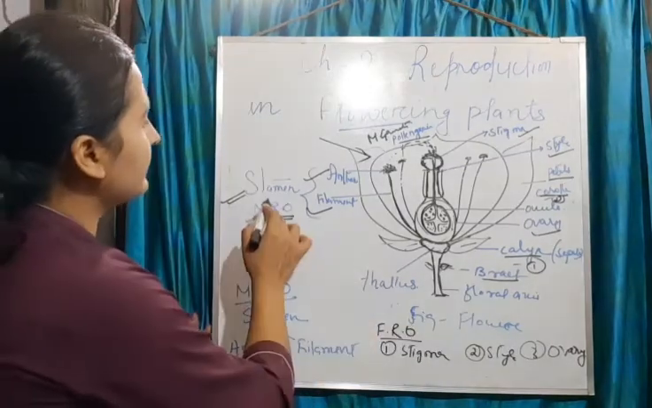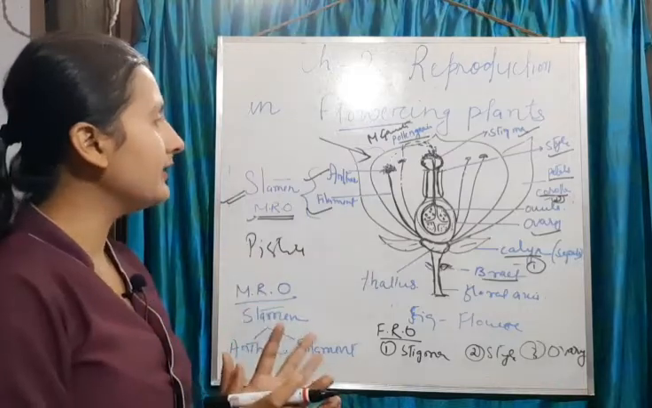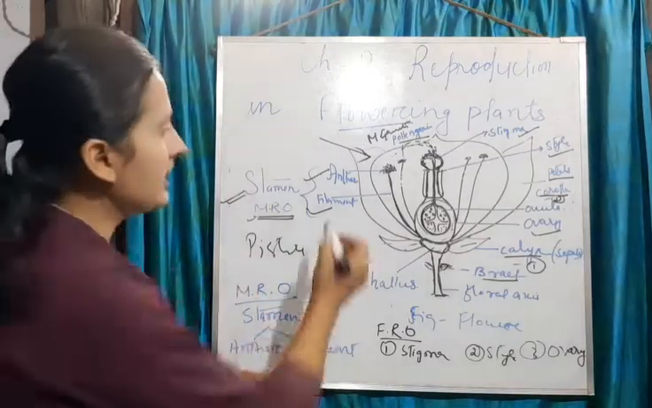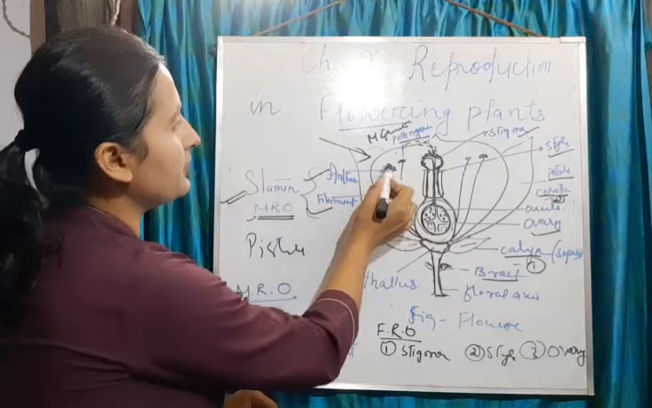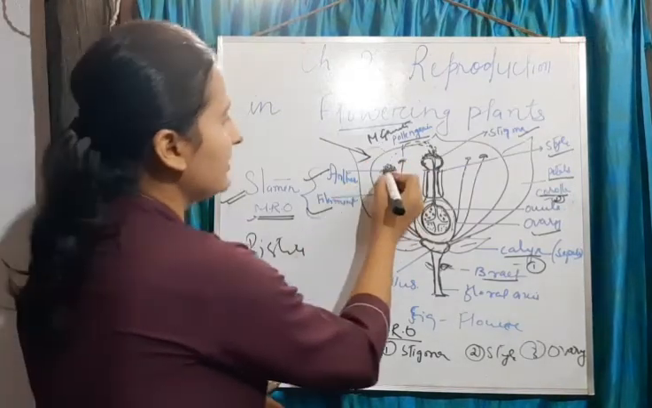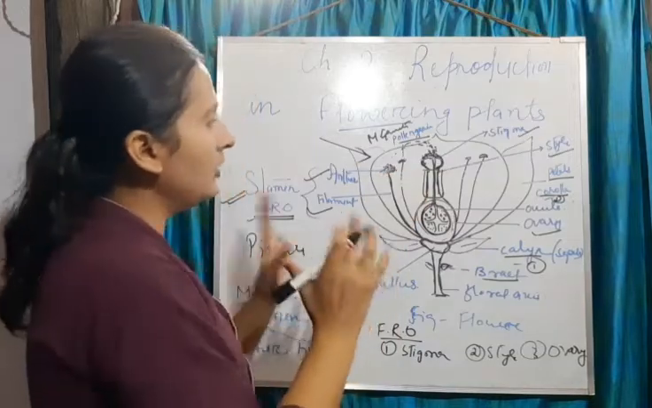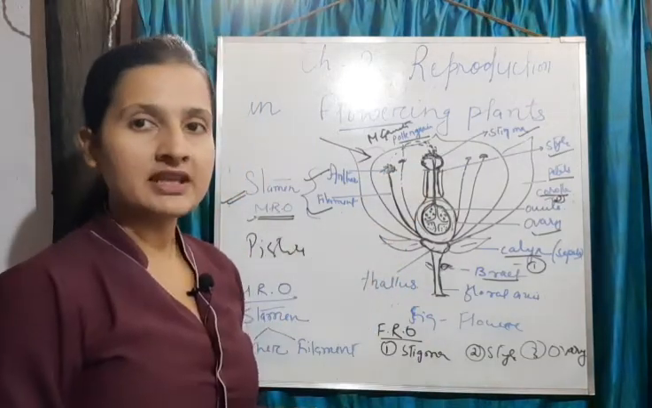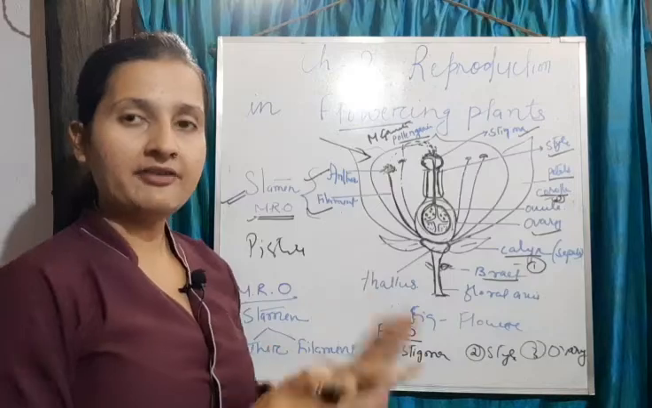And the third one is stamen, which is a male reproductive organ, and it consists of 2 parts, anther and filament. Anther produces pollen grain, which is a male gamete, and filament supports the anther. There is a lobe-like structure present, and all these structures we'll learn in this chapter in detail. How they produce, everything we will learn in detail.